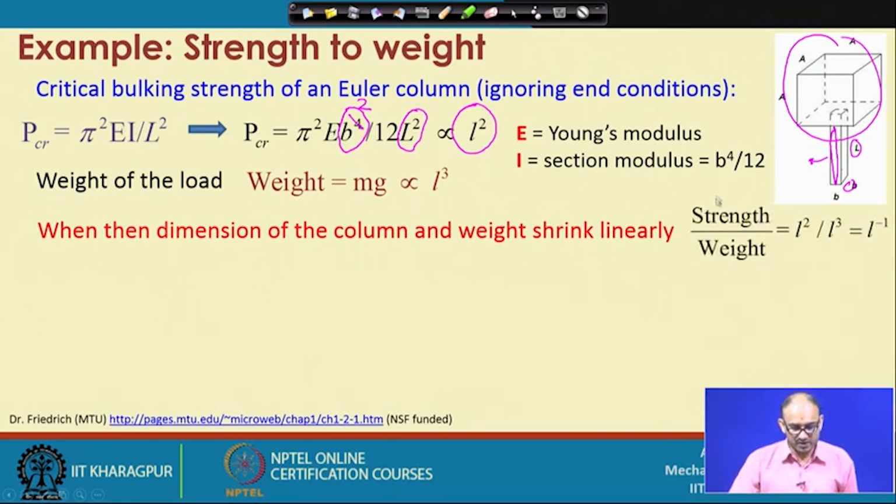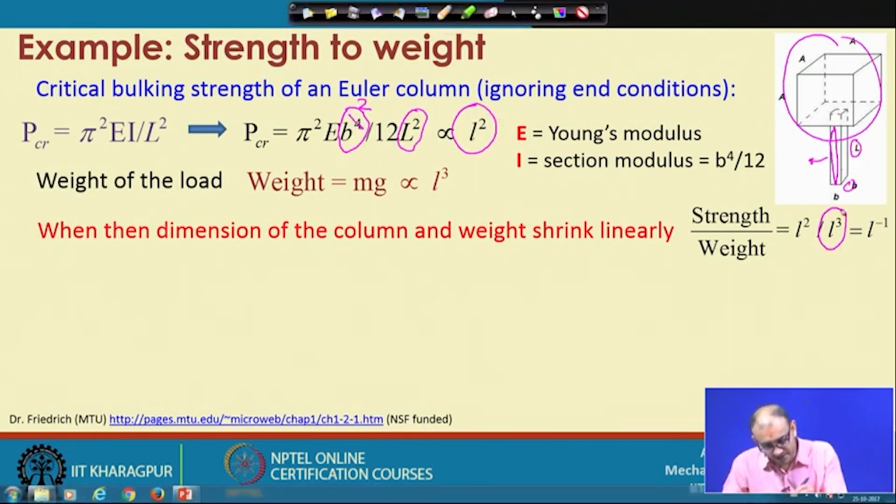Now, the strength to weight ratio: strength is scaling as L squared and weight is scaling as L raised to cube. The whole thing will scale as L raised to minus 1. So what is the important thing here? You reduce the scale, and the weight will reduce as L raised to cube. If you go from 1 kg to 0.1, the weight goes down very drastically, but the strength is not reducing at such a fast rate, it is L squared only. So what is the advantage here?